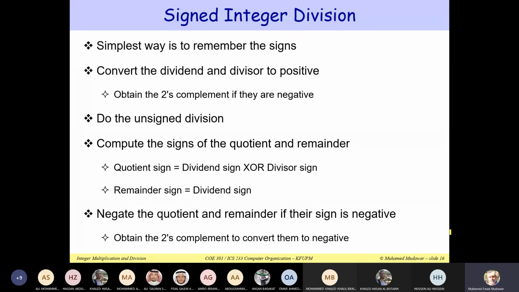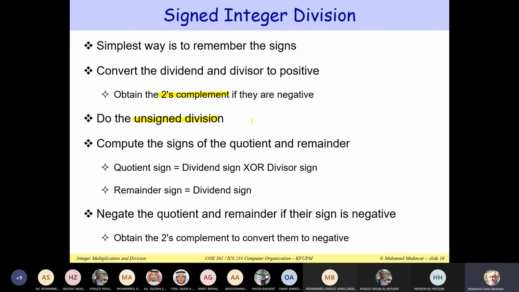So remember them and convert them to positive. That is, if the number is negative, take its 2's complement. When you take the 2's complement of a negative number, you get the positive value. Then do the unsigned division that we have done in the previous slides.